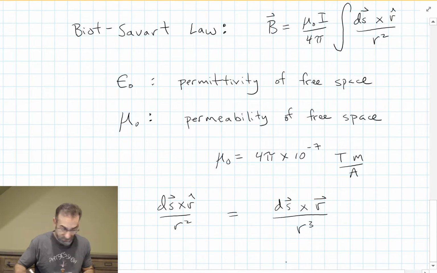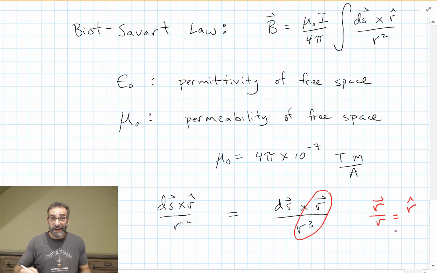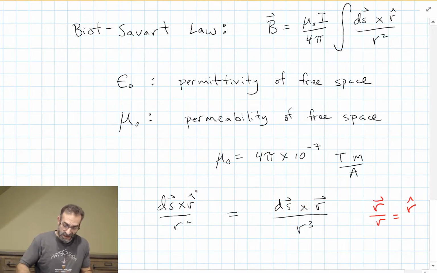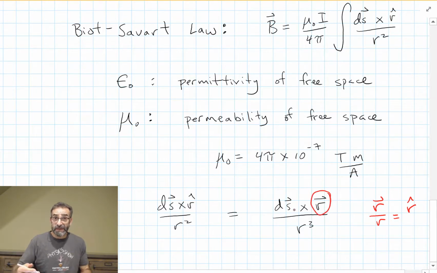r cubed. These are identical because r vector over r is equal to r hat, a unit vector that points in that direction. So on the left-hand side, I have a unit vector in my numerator and r squared in my denominator. And on the right-hand side, I have a full vector with the magnitude associated with it. And so I have r cubed in the denominator, but these two expressions are exactly the same.